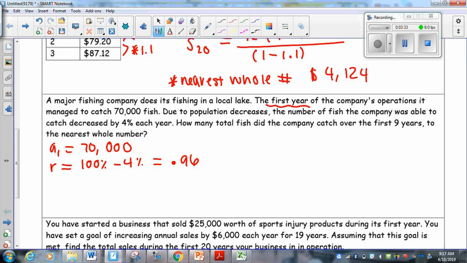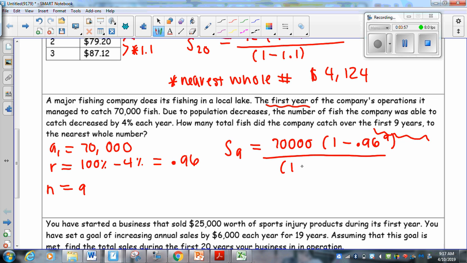And then we want to know how much the company catches over the first 9 years. So N equals 9. So, geometric series formula: S sub 9 equals 70,000 times (1 minus 0.96 raised to the 9th power), all over 1 minus 0.96. Plug that into your calculator. Let's round to the nearest whole number. So that's going to be 538,066 fish.